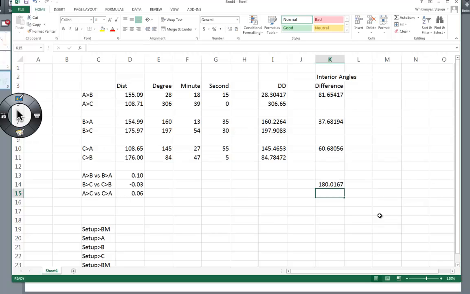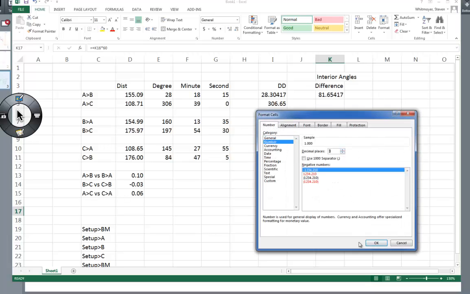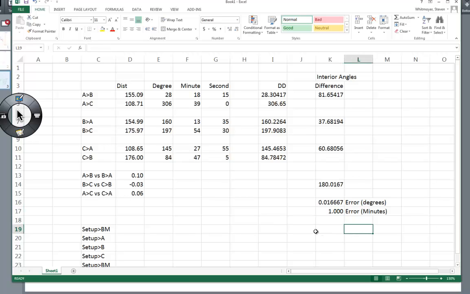That's pretty cool. So we say that minus 180. So this is my error, right? In degrees. My error in minutes would be that times 60. So I'm off by, really? I guess I'll have to accept this data. You're off by your 1 minute allowable.